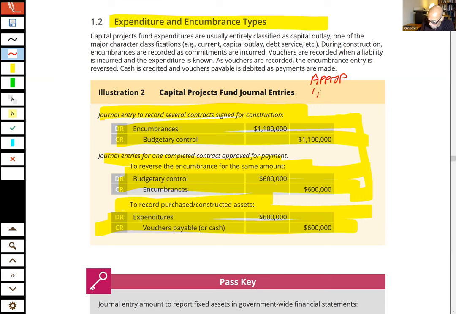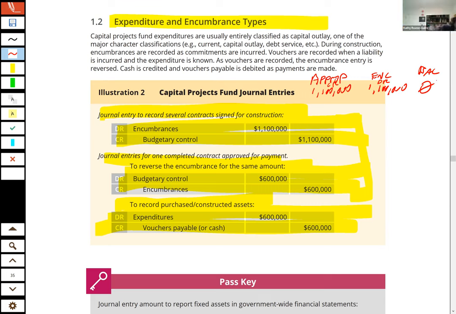I'll just assume I have 1,100,000 in appropriation. So when I had set this thing up, I had a credit to my appropriation of 1,100,000. And now I go ahead and I put in an encumbrance, right, of 1,100,000. So now, which is a debit, right? So now I know that the balance is zero. So appropriation is like approved spending, right? You could almost call it an estimated expenditure.